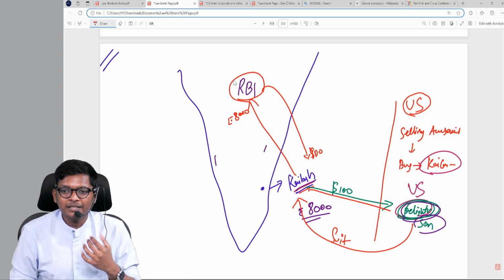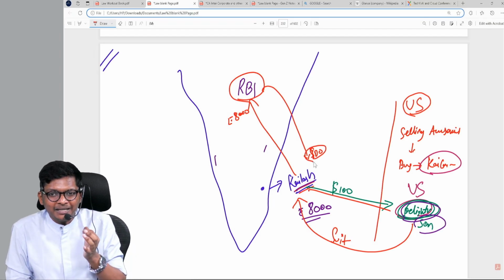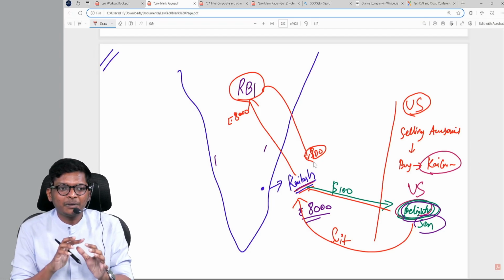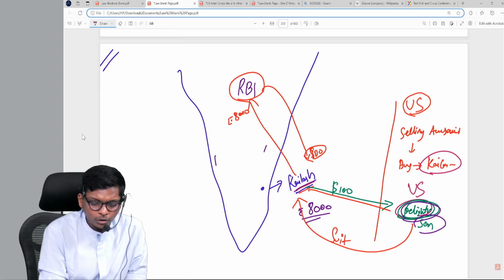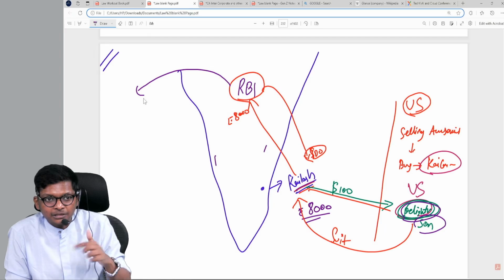RBI is not happy. Why? How did RBI first of all give dollars? RBI has the power to print Indian currency. They don't have the power to print dollars. So how did they get dollars? They also would have borrowed from somebody else. Who has dollars?